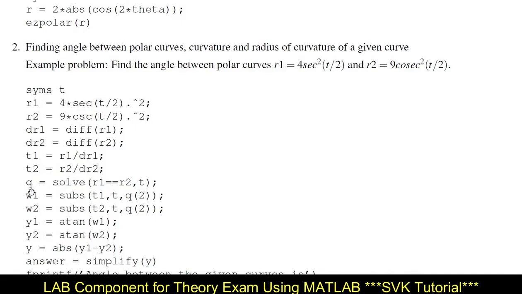Then solve for t, which is given by q equal to solve r1 equal to r2. When we have double equal to, it will be equal to. In code we are going to write this as double equal to r2, solve for t. Then substitute the value of t, at q of 2 and q of 2, in w1. I will name them w1 and w2. Then find the tan inverse, which is given by the code atan of w1. y1 equal to atan w1, y2 equal to atan w2. Then find the absolute value, modulus of y1 and y2: y equal to absolute value of y1 minus y2.